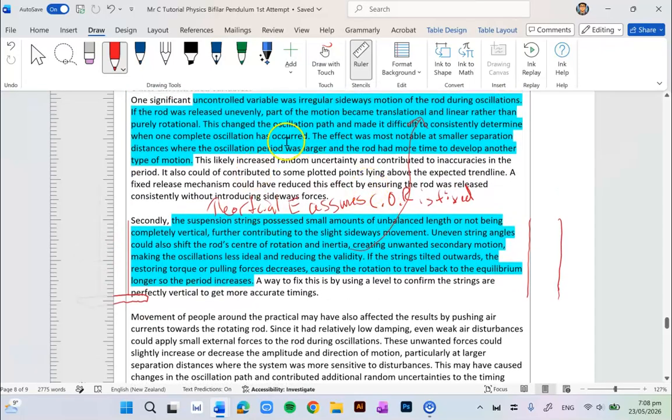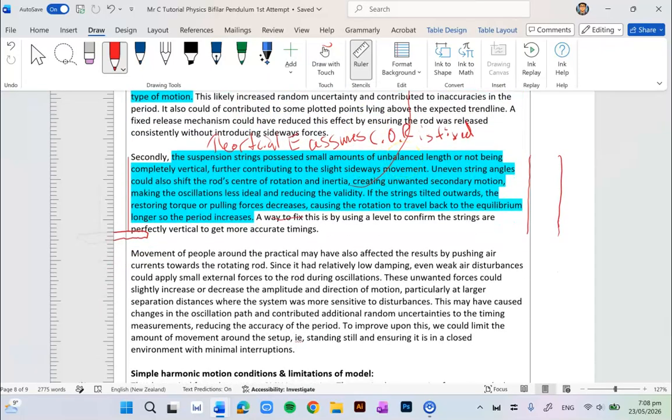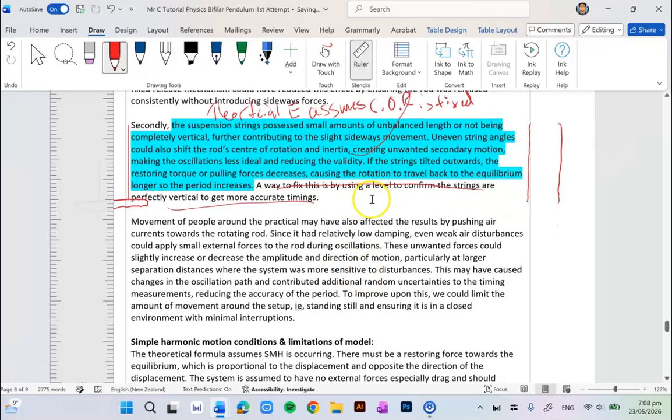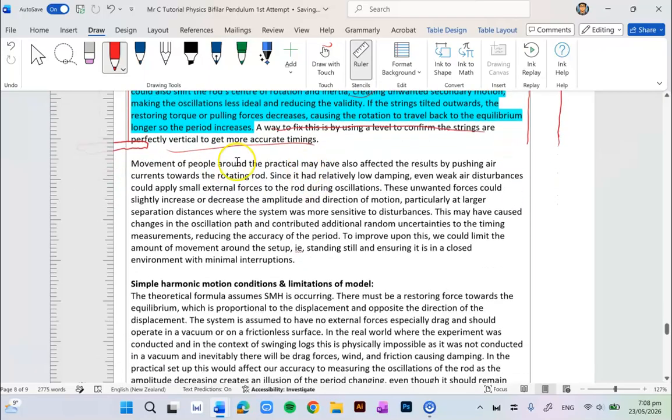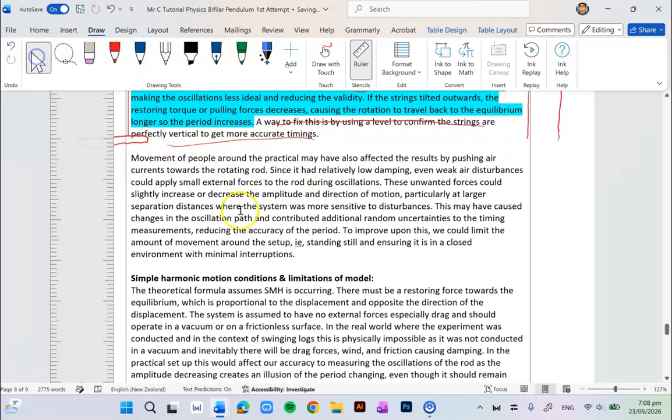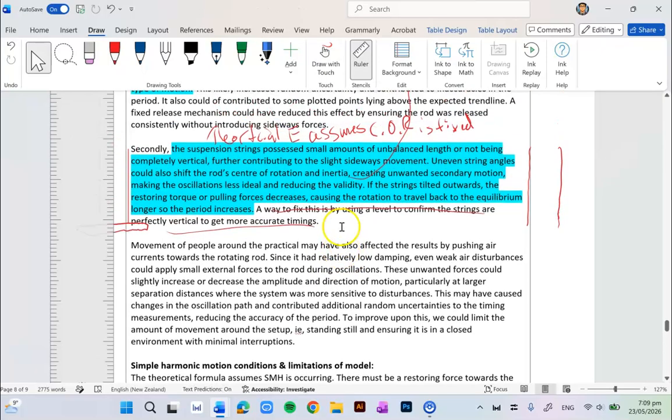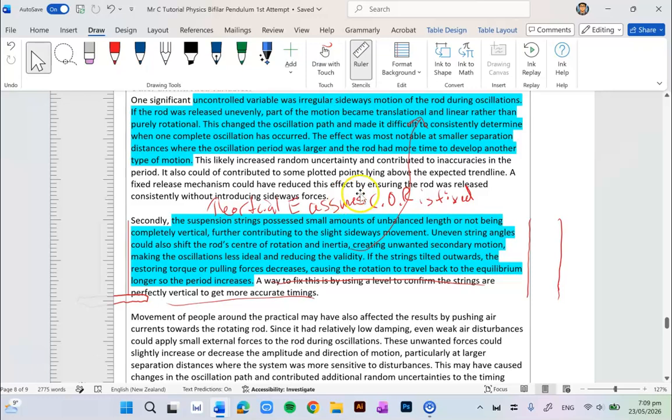And then you'll also notice at the end, I've also suggested a way to improve upon this, by using a level to confirm the strings are perfectly vertical. And then so forth. And in this one as well, movement of people, you can read that, but it's pretty much the same thing. How it affects the results, right? That's all you need to talk about. You need to talk about what you observe, how it affects the accuracy and results, and maybe how you could improve upon it.